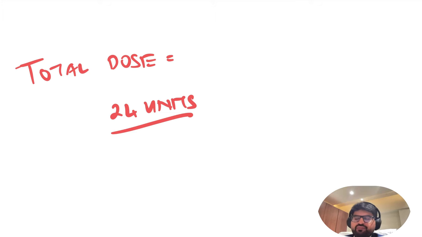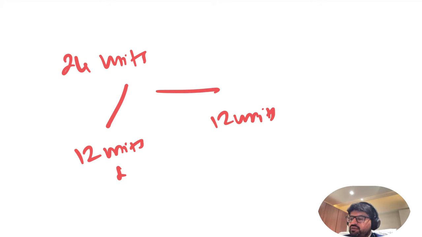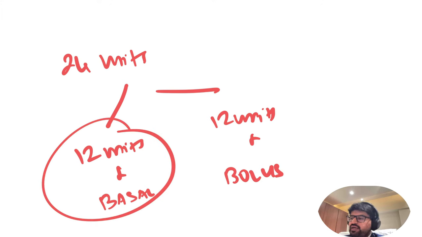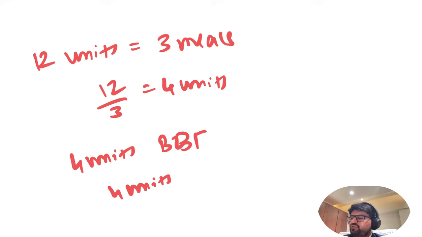Now, this 24 units is the total dose. What you need to do is give 50% of this as basal and 50% as bolus. So of that 24 units, 50% is 12 units and 12 units, right? So 12 units will be the basal dose and 12 units will be the bolus dose. So this becomes fixed. Now let's talk about bolus. This total 12 units of bolus has to be divided into 3 meals. So 12 divided by 3 is 4 units: 4 units before breakfast, 4 units before lunch, and 4 units before dinner.